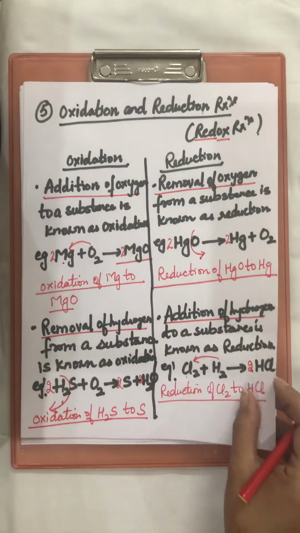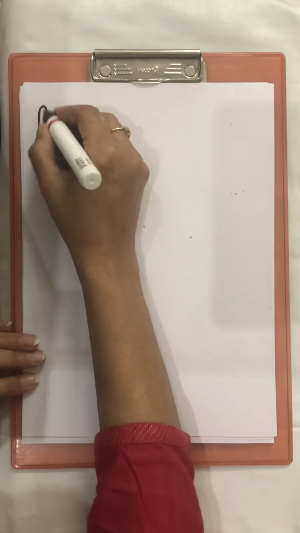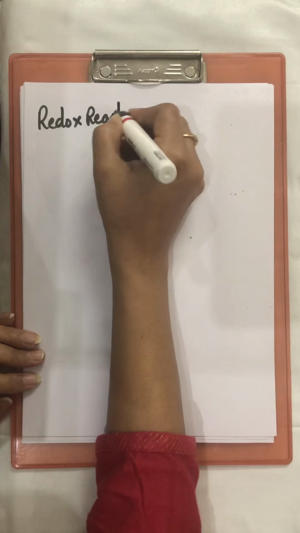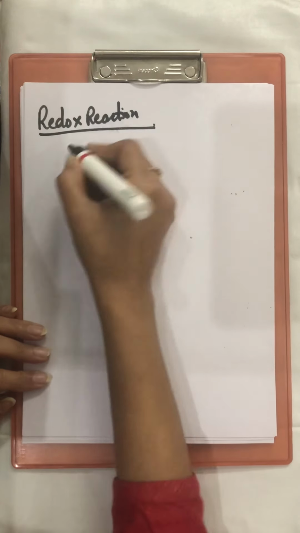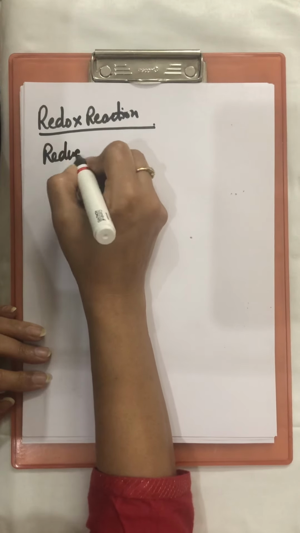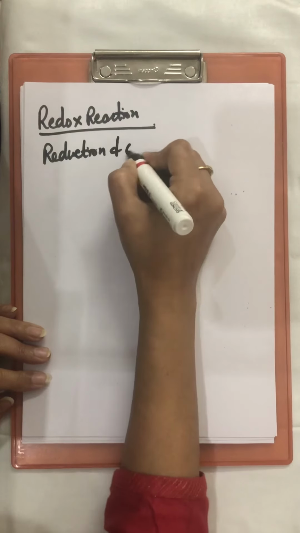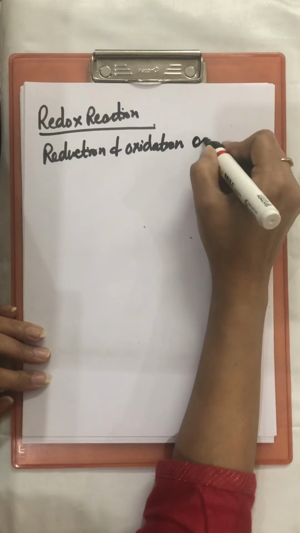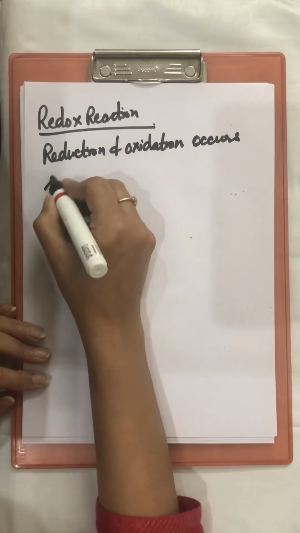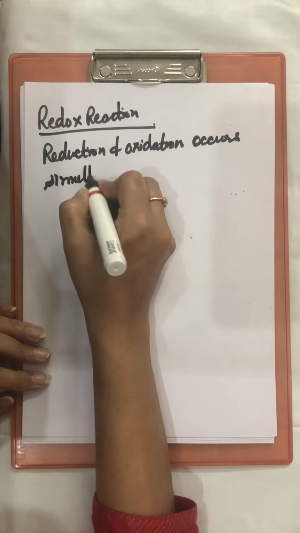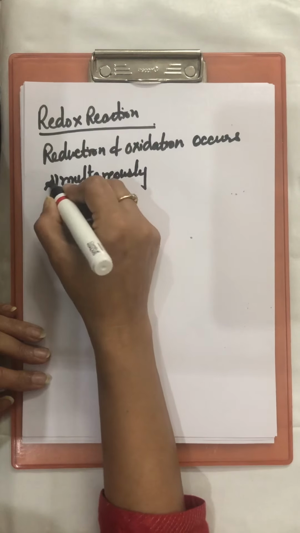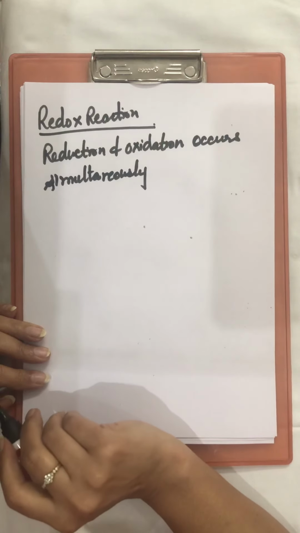So what is a redox reaction? A redox reaction is one in which reduction and oxidation, both these reactions occur together. Simultaneously, these two reactions are taking place, and it is known as a redox reaction.